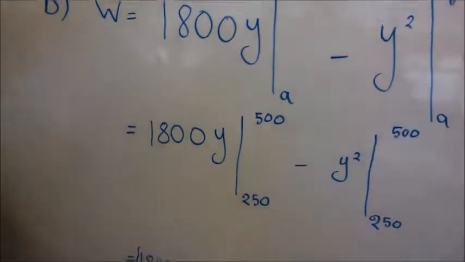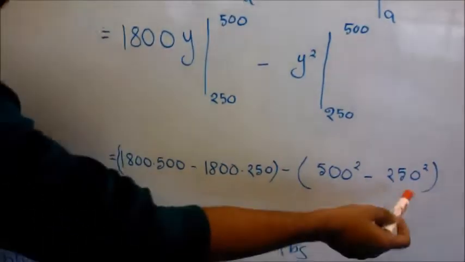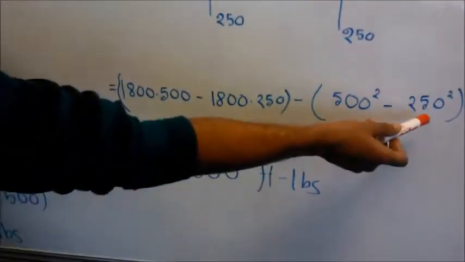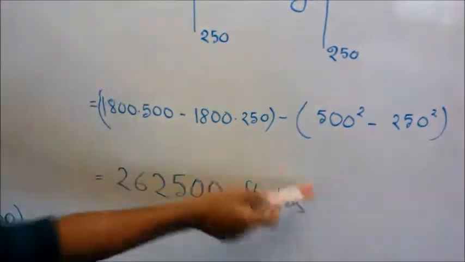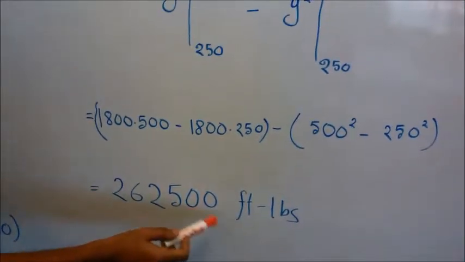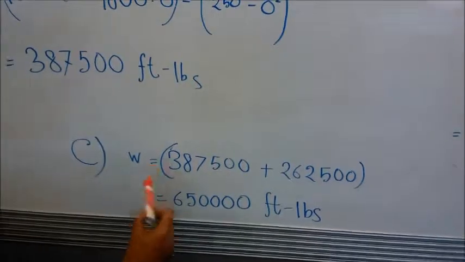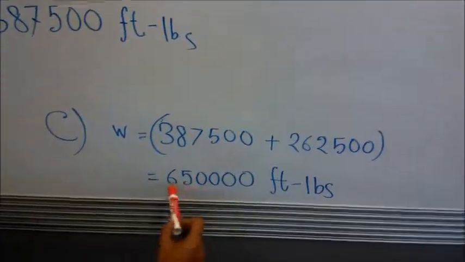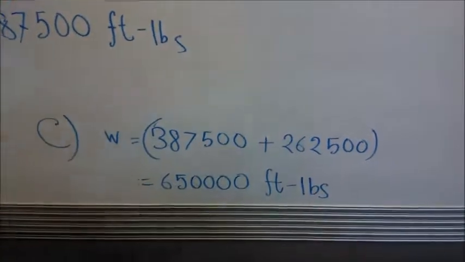And then for B, our limit is going to be 250 to 500. From there, fundamental theorem of calculus, 500 squared minus 250 squared, and then we get 262,500 foot-pounds. And for C, we just add them up, and then we get the 650,000 foot-pounds.